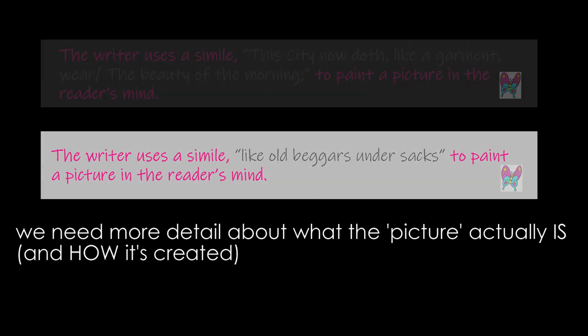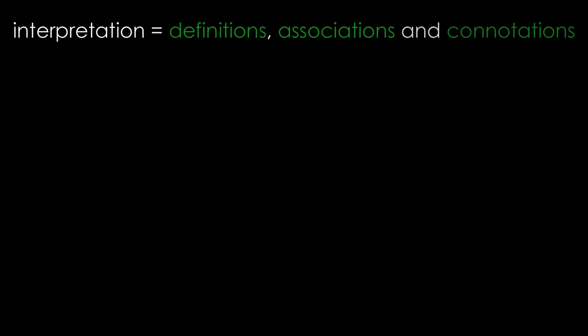When we analyse a text, we're dealing with our own interpretation, and this is affected by our individual understanding of the words that are used, their definitions, and any associations or connotations that there may be with or for them. And this is how the writer achieves his or her effects.